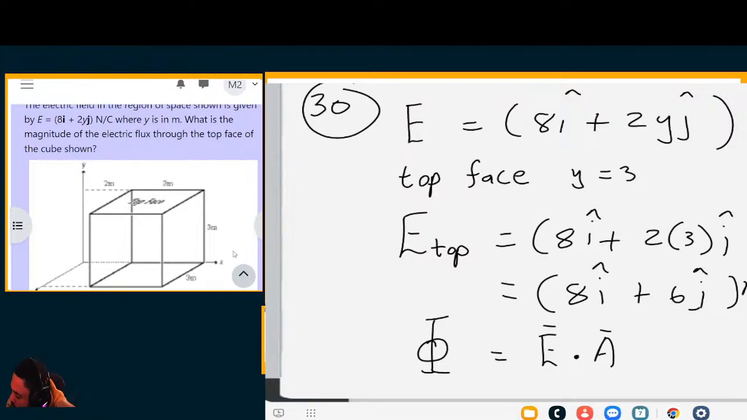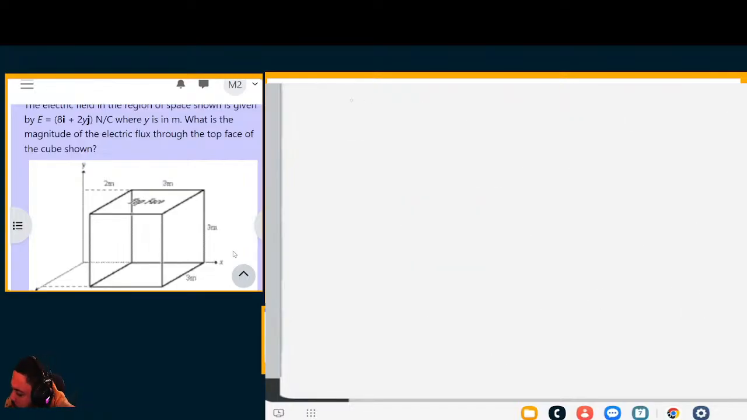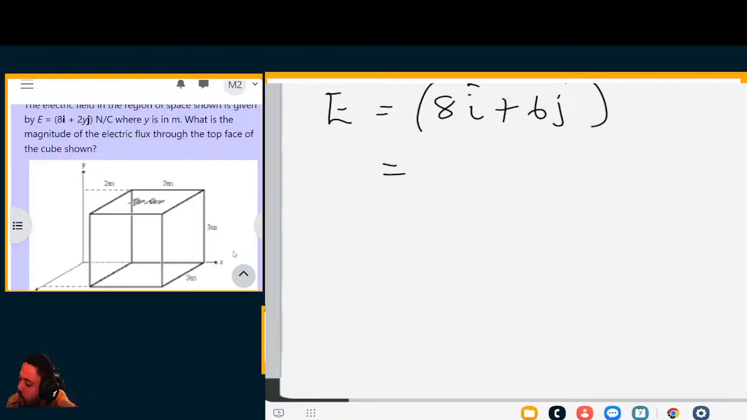Now we already know the electric field going through the top surface. Let's write it down again. The electric field going through the top surface is equal to 8 i hat plus 6 j hat. What is the area of the top surface? How do we work out that area? It is 3 by 3, so 3 multiplied by 3, that's equal to 9.